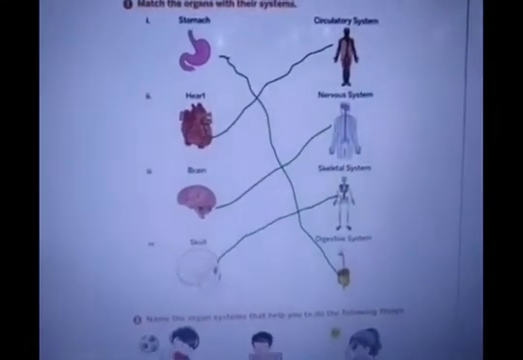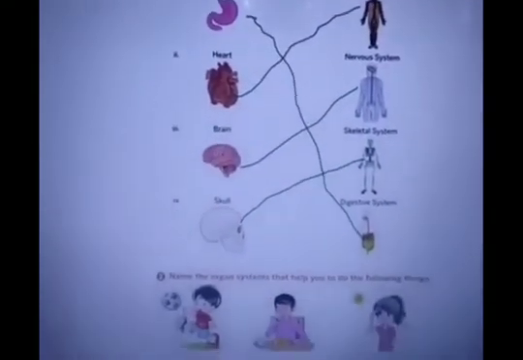Okay. Now let's discuss the second question. Name the organ systems that help you to do the following things. First is the boy is playing football. Which systems help here? Yes, it's the muscular system as well as the skeletal system which help you in movement.